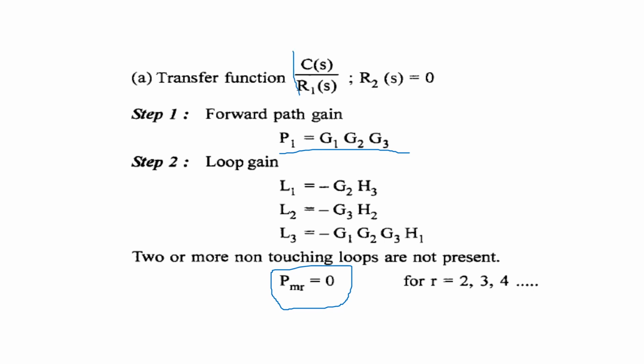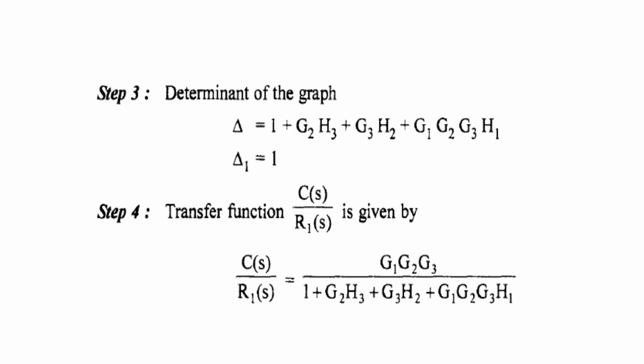So this is what I told you. When you are finding the transfer function C of S by R1 of S, you need to take R2 as equal to 0. Now replace all the values by determining the delta value. So delta value is nothing but equal to 1 minus summation of all individual loop gains. So it is 1 plus G2 H3 plus G3 H2 plus G1 G2 G3 H1, and delta 1 is equal to 1 because all the loops they touch the forward path.